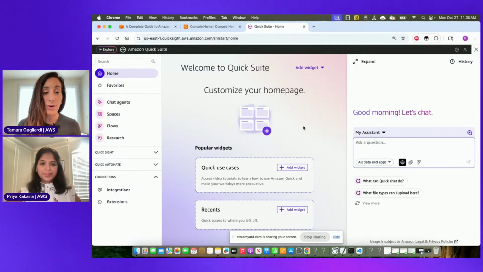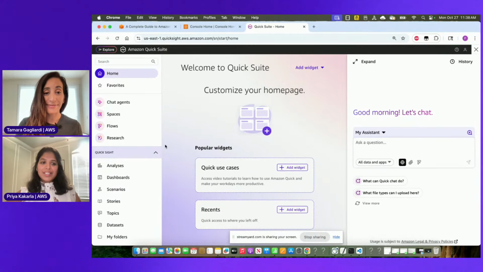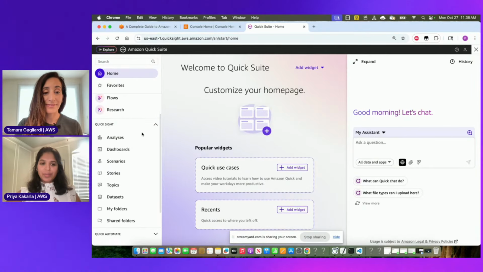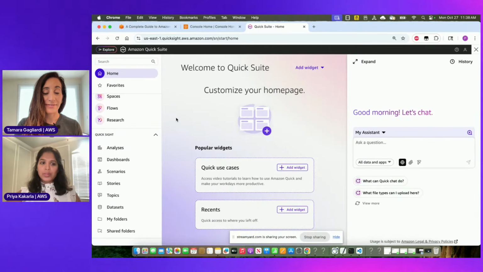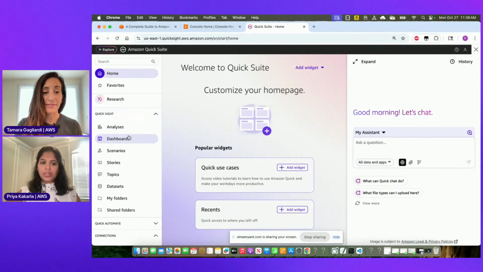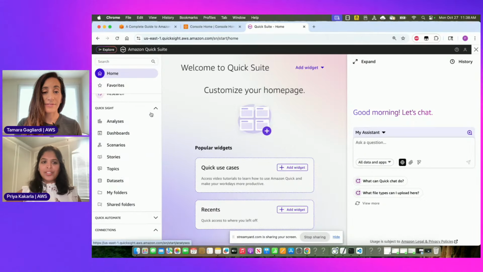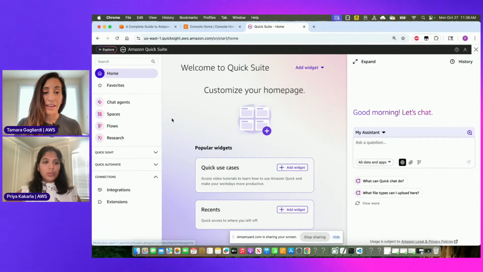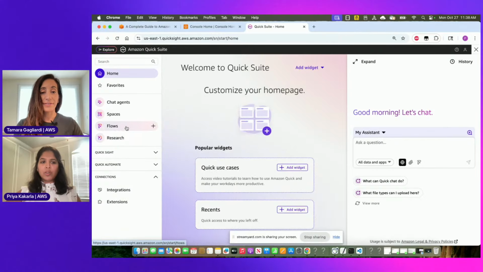And with that too, Priya, I know that there are other capabilities that we're seeing on the left-hand side of the panel that in the past we didn't have access to in QuickSight. Yes, so QuickSight is now a part of Amazon Quick Suite. You still have all the features of QuickSight, right? If you're an existing QuickSight user, you have your analysis, dashboards, scenarios, all of these on the left side under QuickSight itself. And then I just want to touch quickly on flows and research as well.